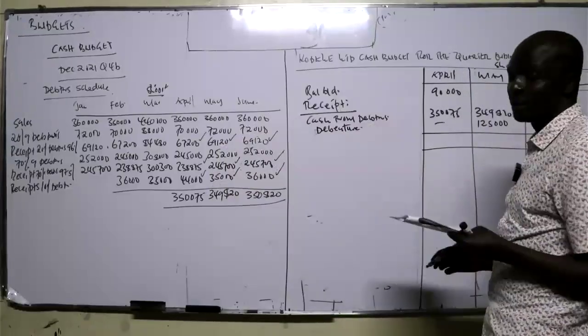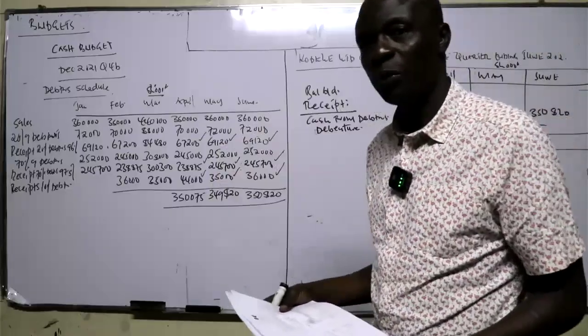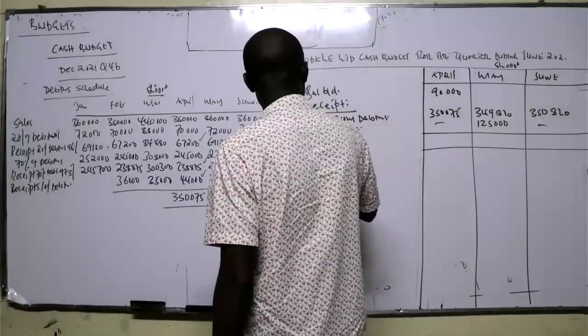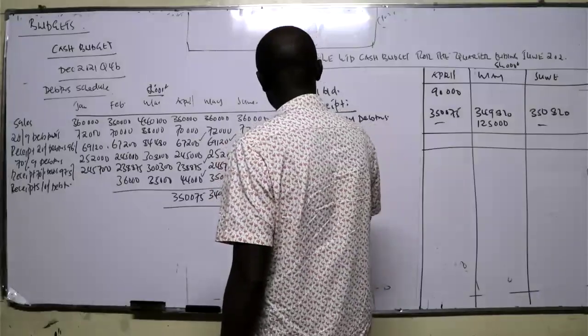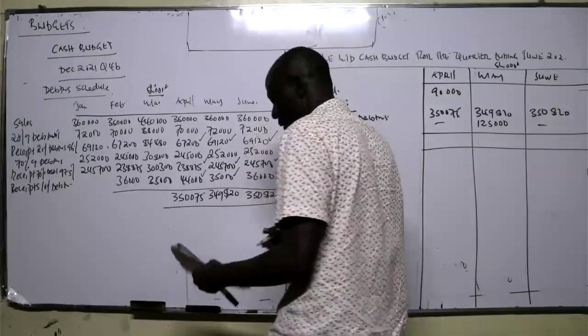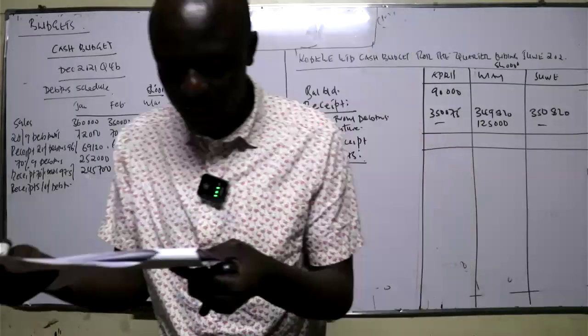Of course, when you're doing business, those are the main sources of income for you. Your sales and maybe loan. So here write your total receipts. Then here we write payments, correct? So now we go to the payments.